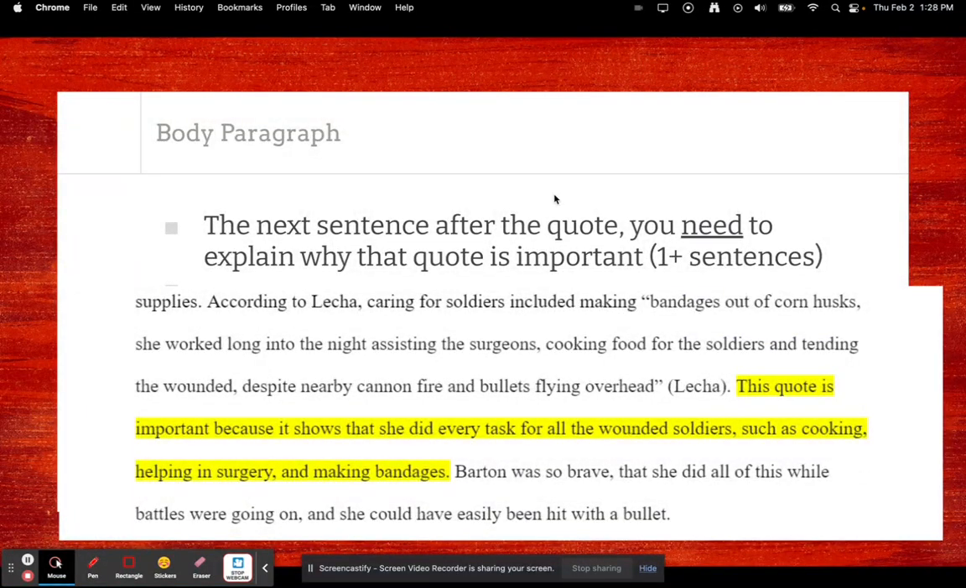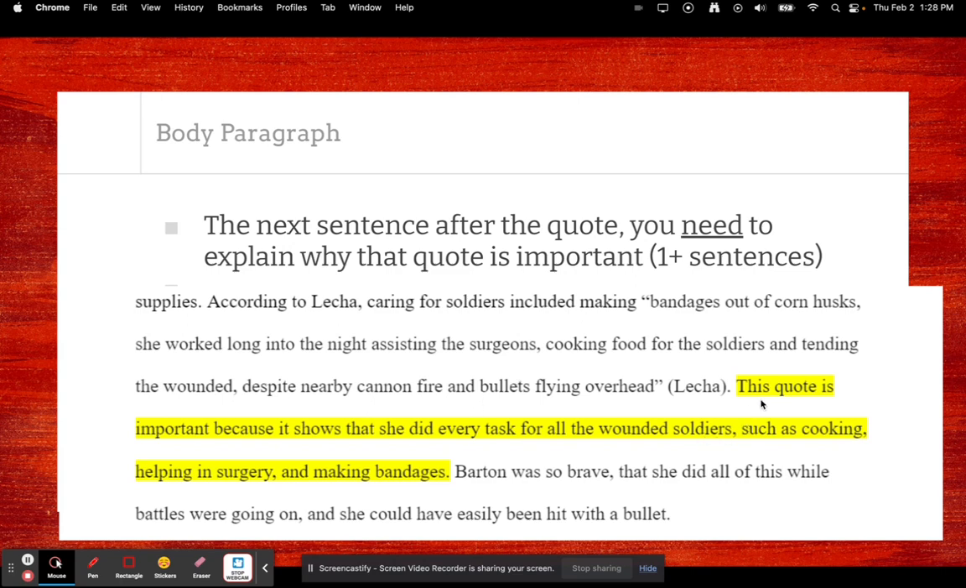All right, so the next sentence after the quote, you need to explain why that quote is important. You can use one or more sentences for that. For example, my quote was, according to Lecha, caring for soldiers included, quote, make bandages out of corn husks. She worked long into the night, assisting the surgeons, cooking food for the soldiers, and tending the wounded despite nearby cannon fire and bullets flying overhead.